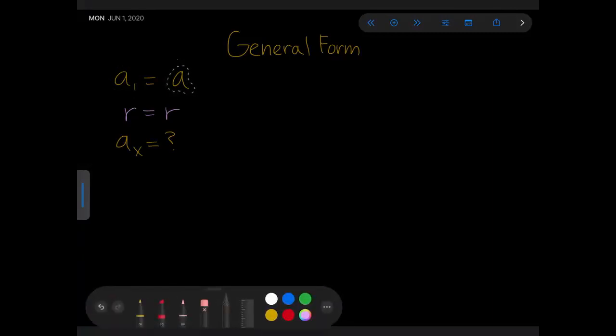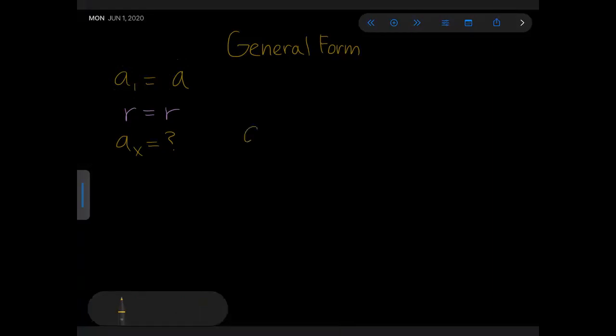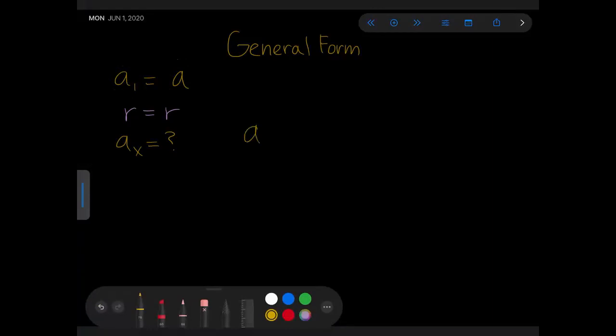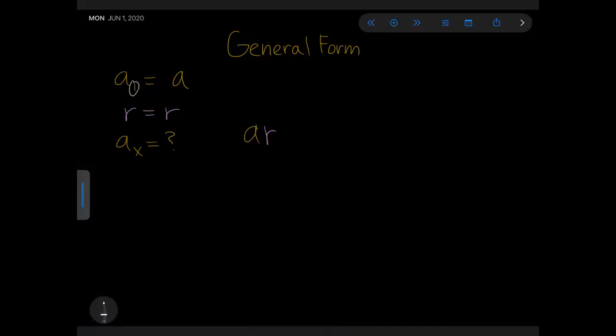So what is A sub x? We're going to use the same tricks we did with the previous problem. We're going to say it's in the form A R to some power, right? What's that power? Well, we said it was the difference between the two terms. So we have a 1, we have an x, so it's going to be x minus 1. And that's the general form.